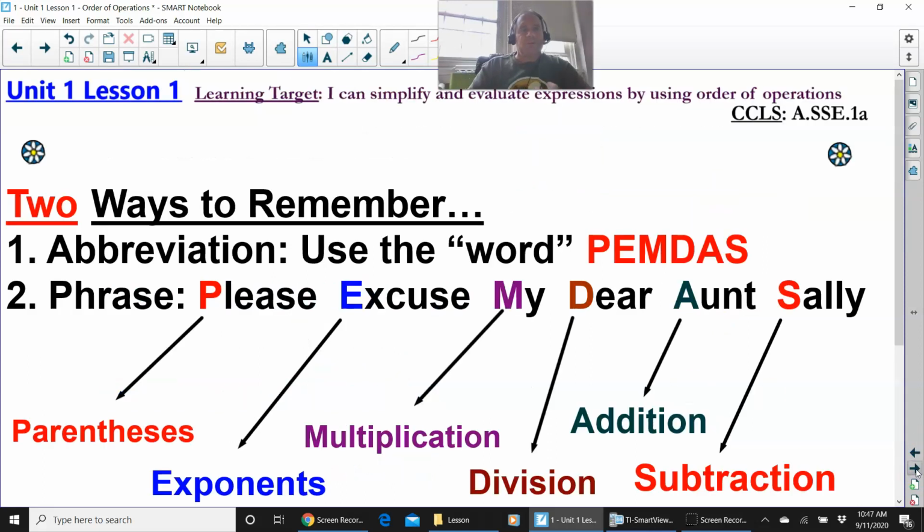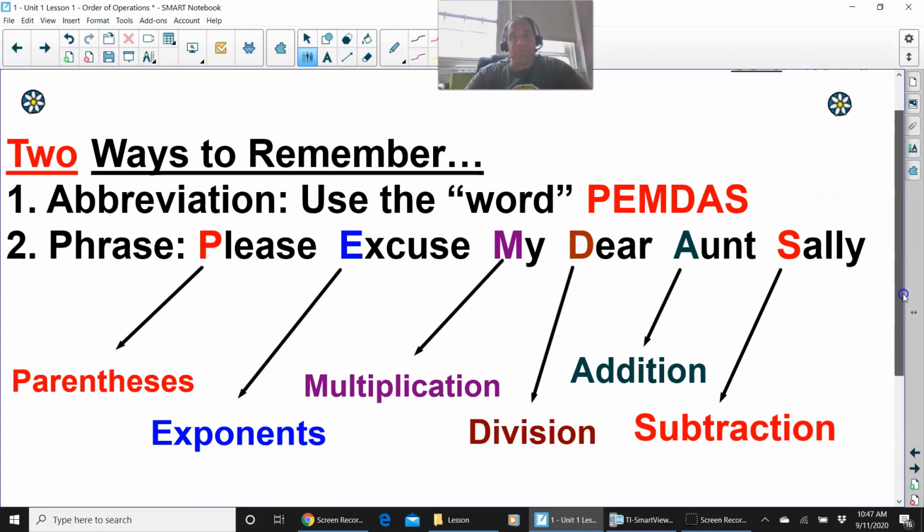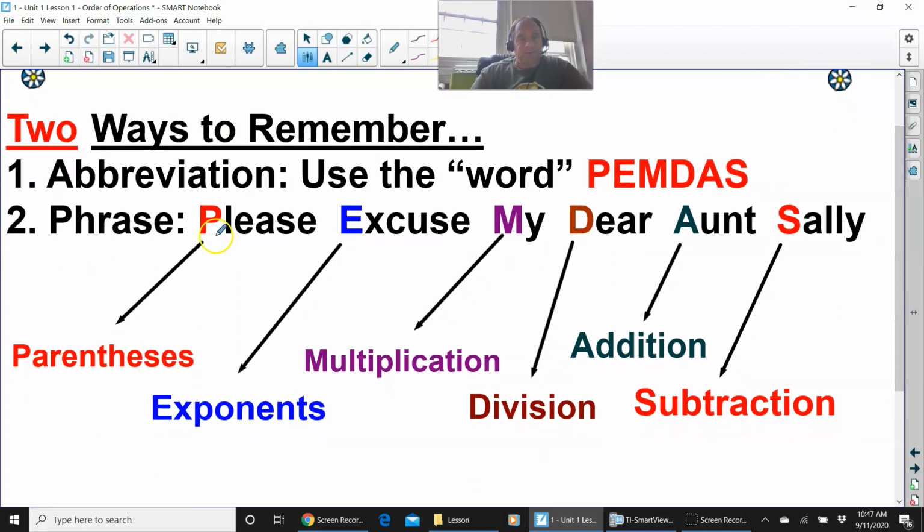So, two ways to remember: abbreviate using the word PEMDAS, and the phrase, please excuse my dear Aunt Sally. P stands for parentheses, E exponents, M is multiplication, D is division, A is addition, and S is subtraction. So if you remember PEMDAS, please excuse my dear Aunt Sally, you know that parentheses come first, exponents second, then multiplication, division, addition, and subtraction.